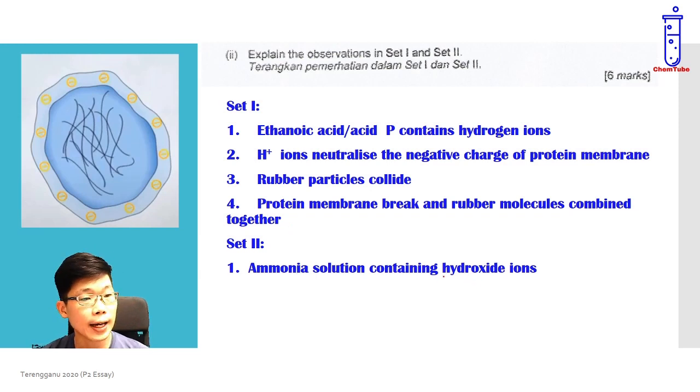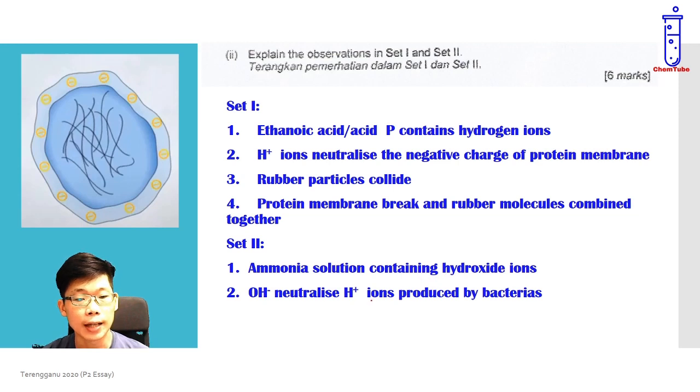For set 2, the ammonia solution contains hydroxide ions. The hydroxide ions will neutralize the hydrogen ions produced by the bacteria from the air. Meaning that the negative charges on the protein membranes remain. If they remain, they will repel each other, so no collisions can occur. So it remains in the liquid form. It does not coagulate.